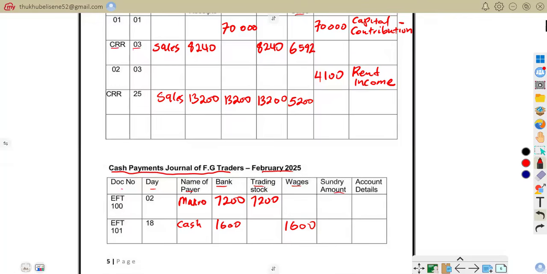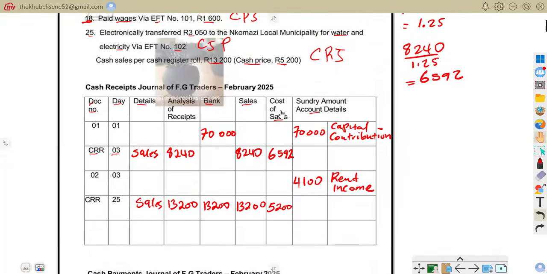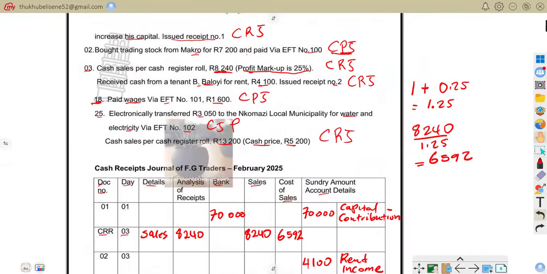Now let us go to the transaction which took place on the 25th. As we can see, it says electronically transfer 3,050 to Nkomasi local municipality for water and electricity via electronic funds number 012. So it means that we have paid this municipality how much? 3,050. So now let us record it.